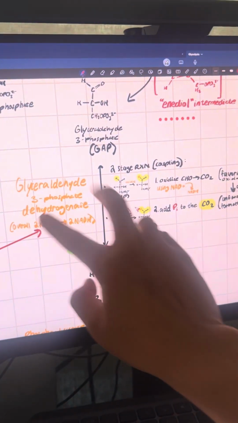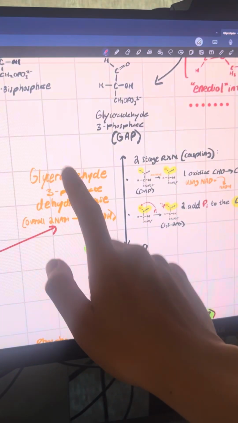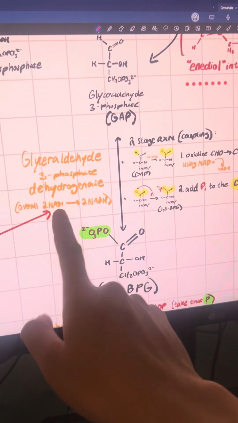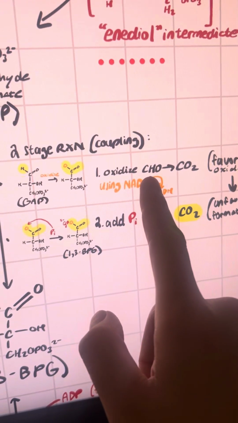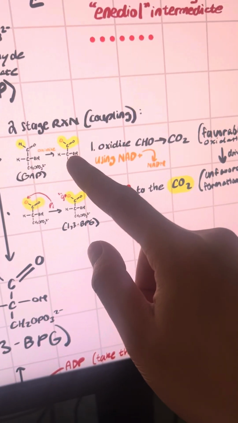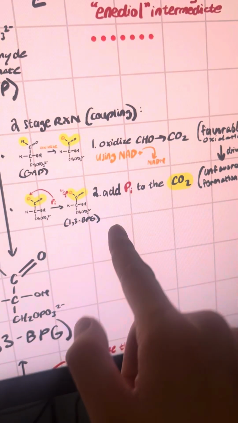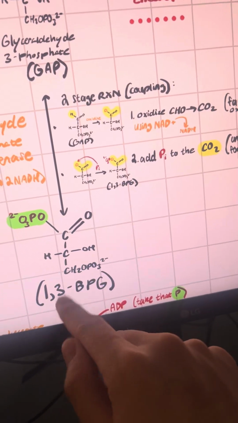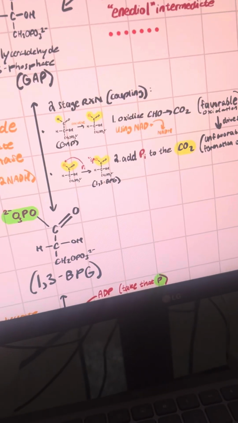So main things you should know about this step is the enzyme name, glyceraldehyde 3-phosphate dehydrogenase, needs NAD+ to do the oxidation in this coupled reaction to make CHO to CO2, and then CO2 add a phosphate on it. All right, now you have two phosphates, so it's 1,3-BPG.